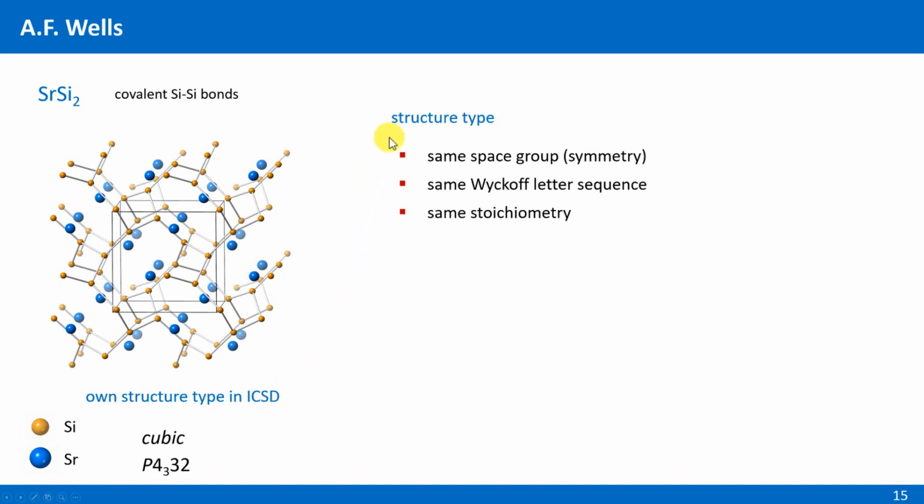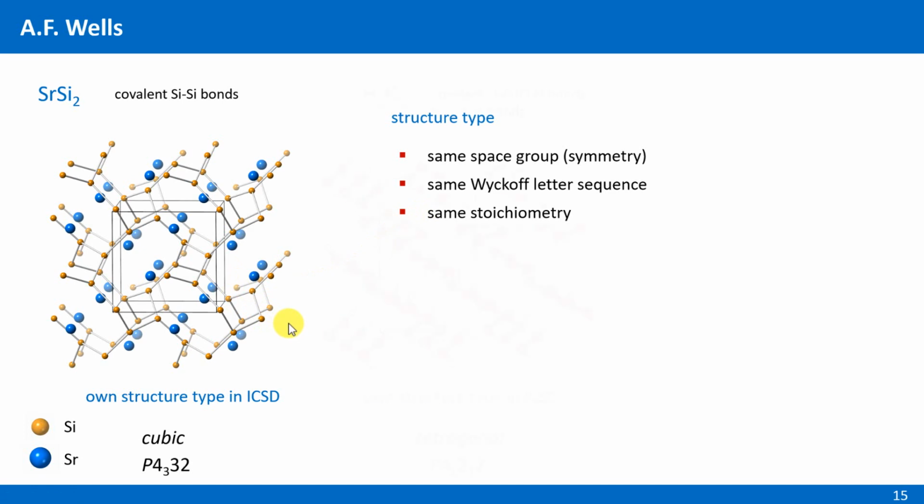To be of the same structure type, certain criteria have to be fulfilled: the compounds must belong to the same space group, the atoms must occupy the same Wyckoff positions, and the composition, or you can also say stoichiometry, must match. Also, categorizing this compound in terms of coordination polyhedra is not possible here. There are no such prototypical coordination polyhedra.